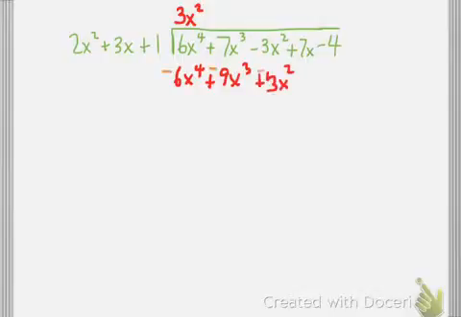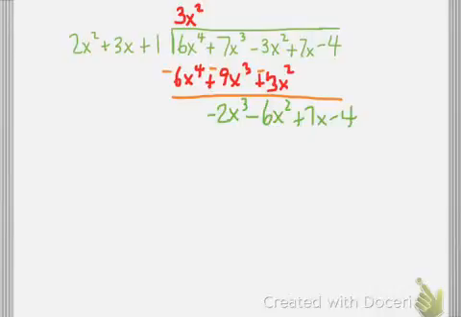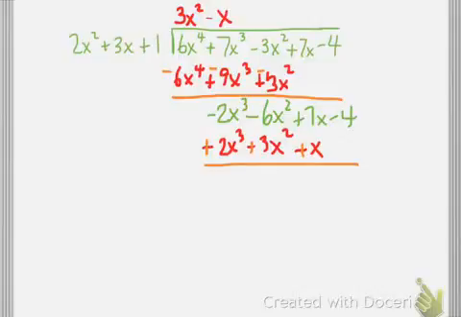Then we switch the signs, and then we add and see what's left. We end up with negative 2x cubed minus 6x squared plus 7x minus 4. Then we figure out what multiplies times 2x squared to give me negative 2x cubed. It's just negative x. Then we multiply negative x times everything in front. Negative x times 2x squared is negative 2x cubed. Negative x times 3x is negative 3x squared. Negative x times 1 is negative x. We switch the signs and we add. We're left with negative 3x squared plus 8x minus 4.